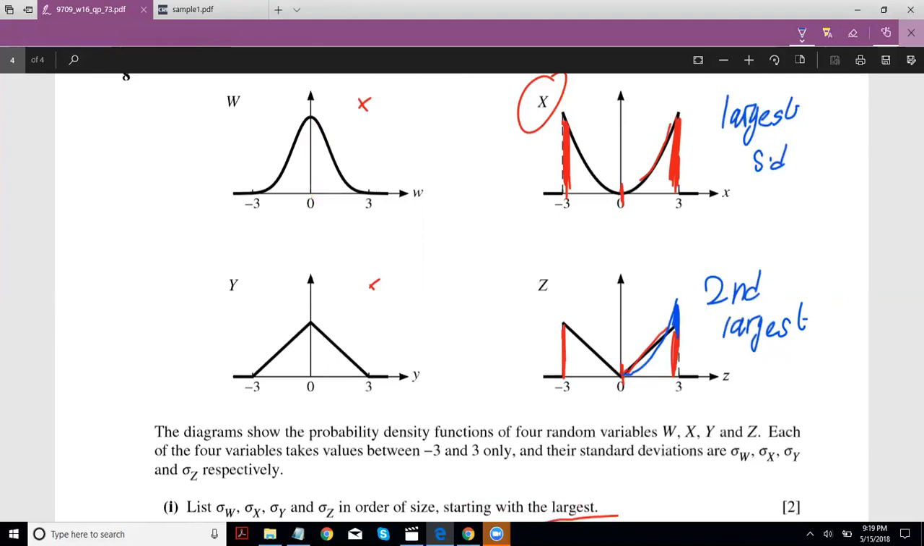For this, if you just take a random value and look at the area at the edges, this is very low. If you take the area here at the edges, it's still obviously low compared to x and z, but it's still much better than w. So the area of y at the edges, just taking rough values, is a lot more than it is in the case of w. Because of that, this would be the third largest standard deviation, and this would obviously have the fourth largest, or a better way to put it is just the smallest.